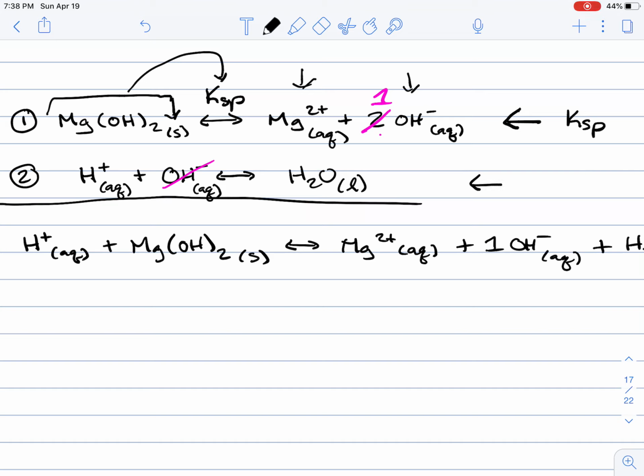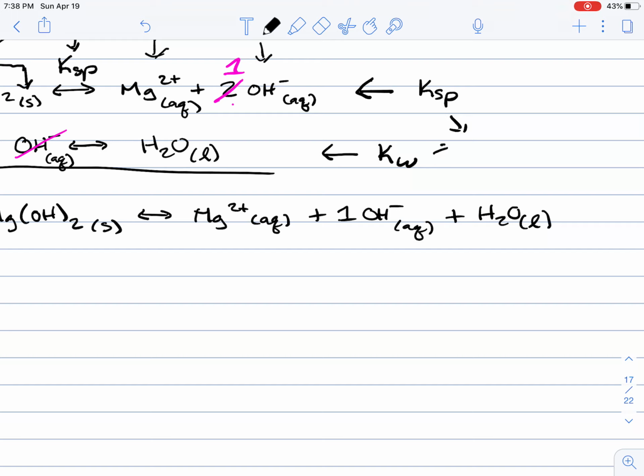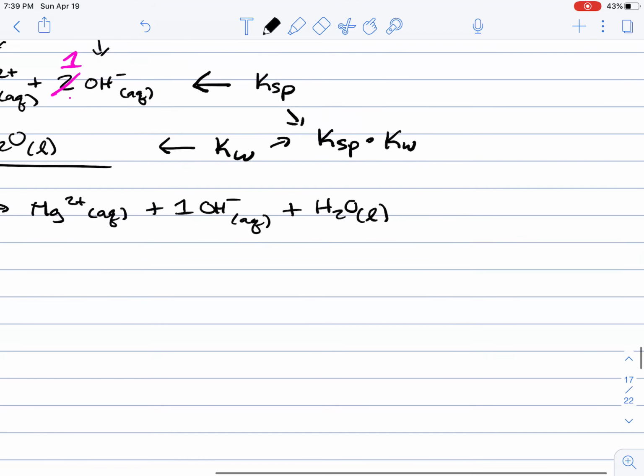Now, if you guys are looking at the second reaction, what would the equilibrium constant be to represent the second chemical equation? And so this one would represent Kw, right? So we have hydroxide plus a hydrogen ion to produce water. And so if you guys were to multiply both of these together, you would get the overall equilibrium constant. Okay.